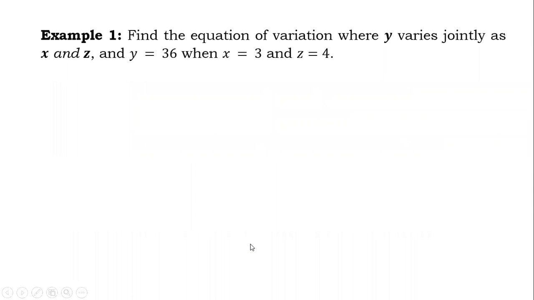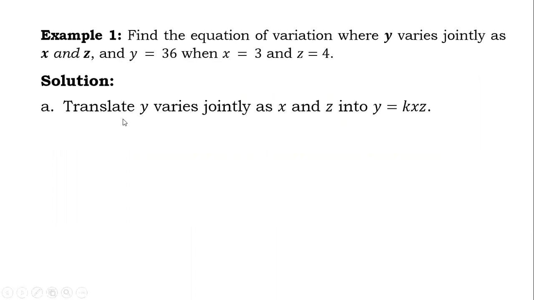For example, find the equation of variation where y varies jointly as x and z, and y is equal to 36 when x is equal to 3 and z is equal to 4. The first step is to translate the statement, y varies jointly as x and z, into the mathematical equation y is equal to k times x times z.